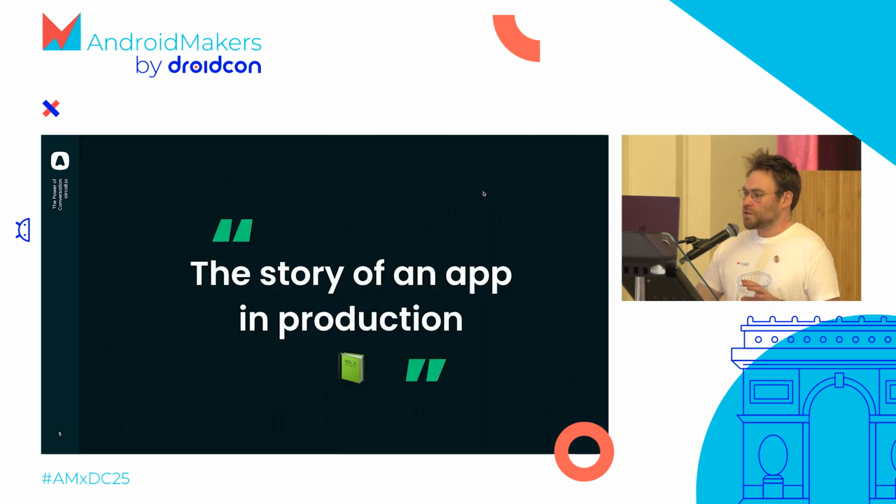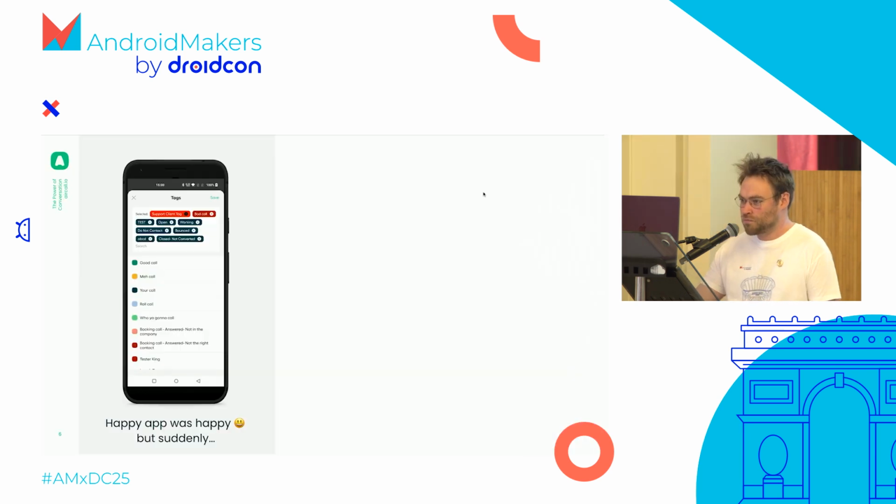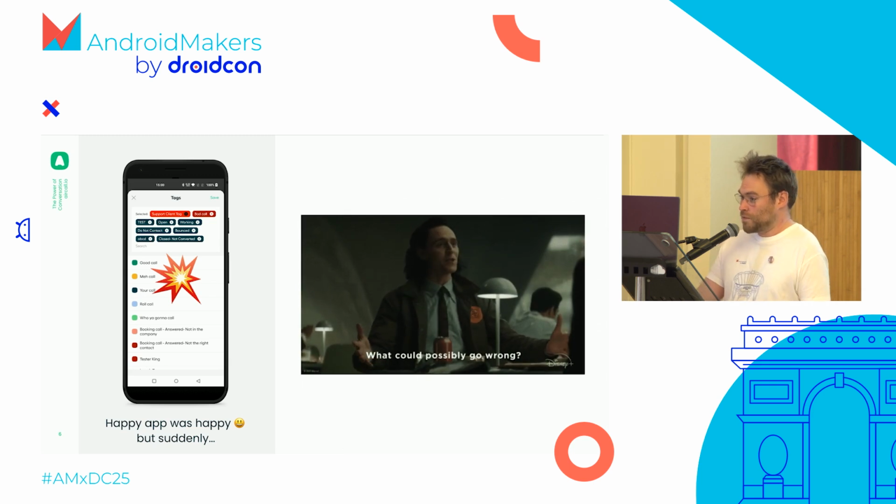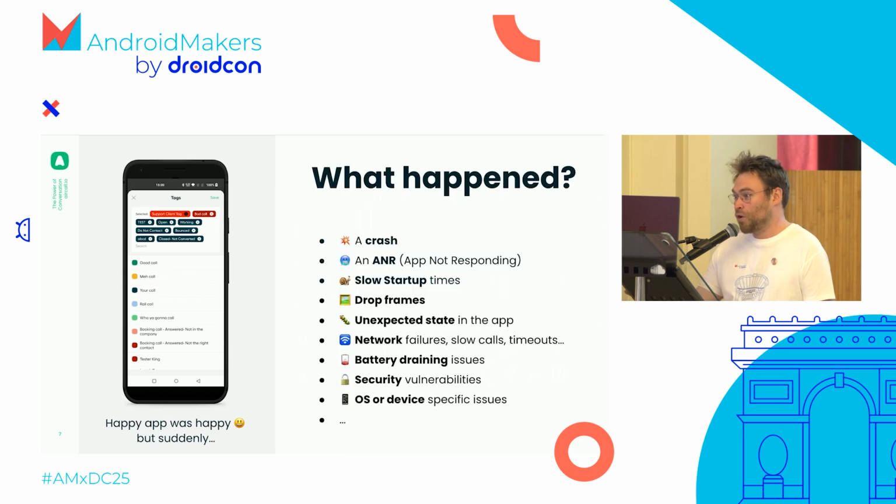Let me tell you a little story about a happy application in production. So the happy app was happy, living its best life on the store, but suddenly something happened. What could possibly go wrong with that application? Well, lots of things. Could be a crash, could be an ANR, could be slow startup time, dropped frames, unexpected state in the app, some network failure, and so on. There are a lot of things that could go wrong in an application. This is just a tiny example.